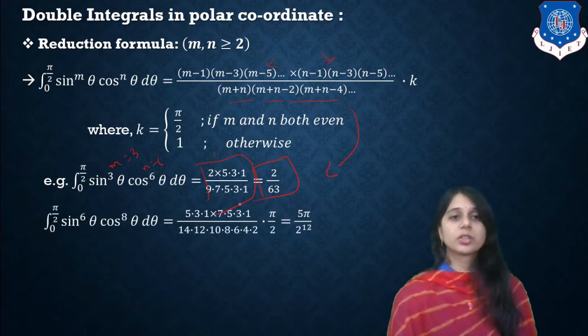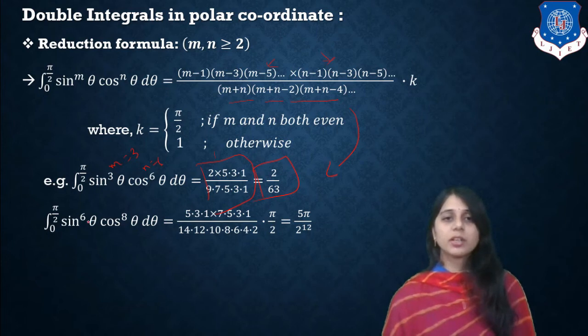Okay, one more similar example. If m equal to 6, n equal to 8, we get the value of 5 pi by 512.